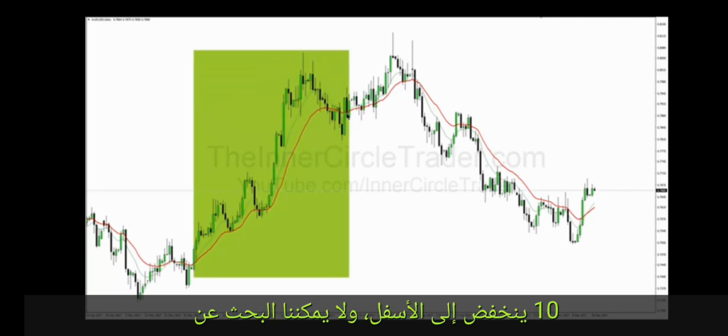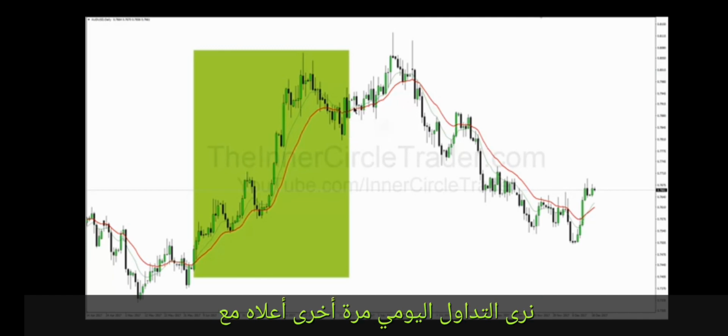So in other words, the 10 drops down below. We can't look for any buys in here after this point until we see the daily trade back above with the 10 period above the 20 period. It's a real simple little momentum filter. It's not to hang everything on it.